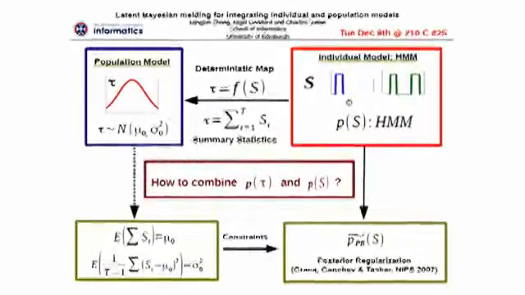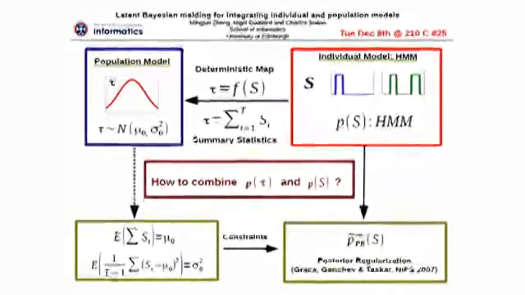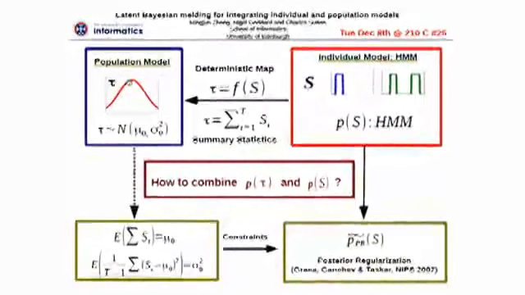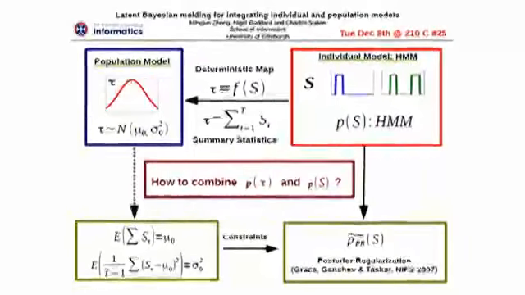One model is called the individual model. So, for example, we use a hidden Markov model to model a sequence data S here. And the other model is called the population model. The idea is that we use national survey data to model some summary statistics tau of the sequence S. One example is the time that the states stay in one of the two states in the HMM.